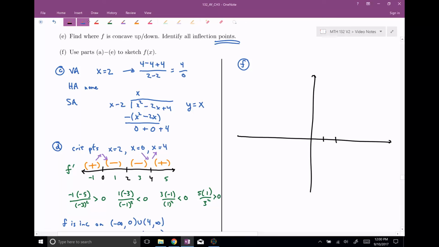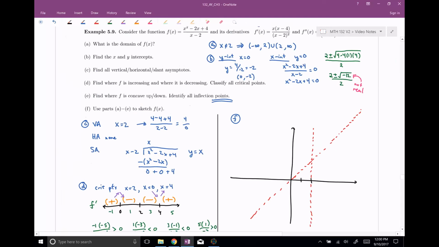We have a vertical asymptote, for instance. This is not in the domain, so let me go ahead and use red here to signify a vertical asymptote. We're never going to cross this point. We also know that we have a slant asymptote at y equals x. So if I was to sketch something like this, we'll have a slant asymptote that will get closer and closer to this value as x goes to infinity or negative infinity.